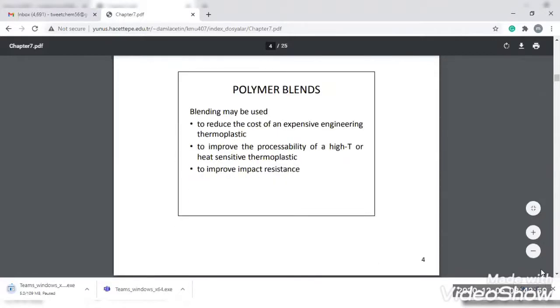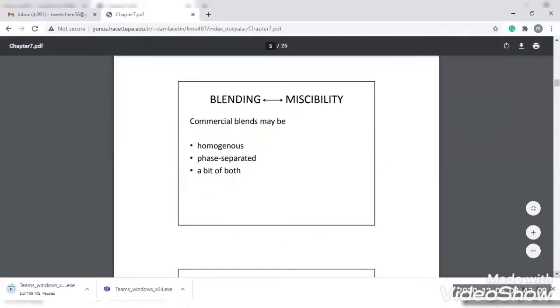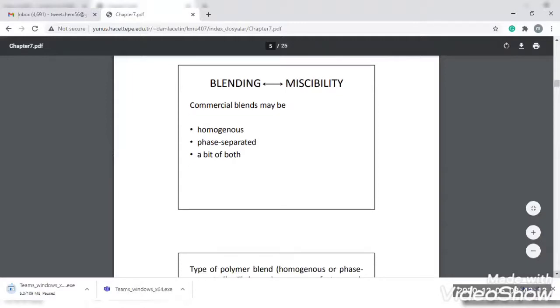Now, what is a polymer blend? Polymer blending may be done to reduce the cost of an expensive engineering thermoplastic, to improve the processability of a high temperature or heat resistant thermoplastic, and to improve the impact resistance. What is blend mixability? Commercial blends may be homogeneous, phase separated, or a bit of both.